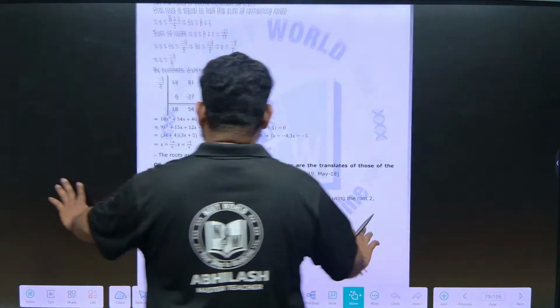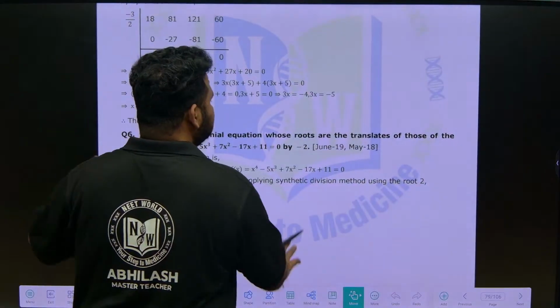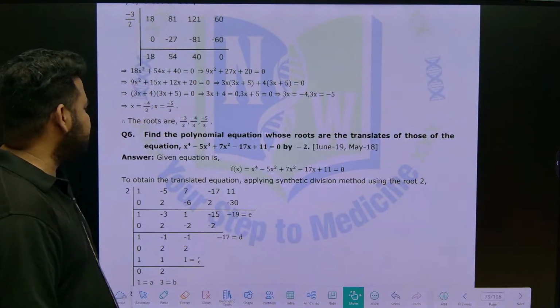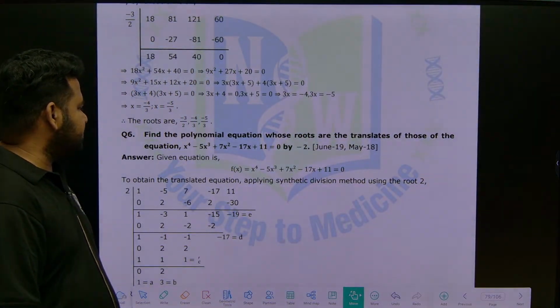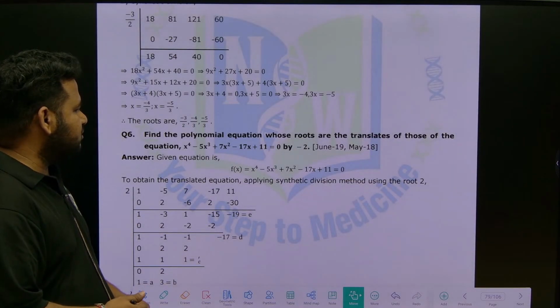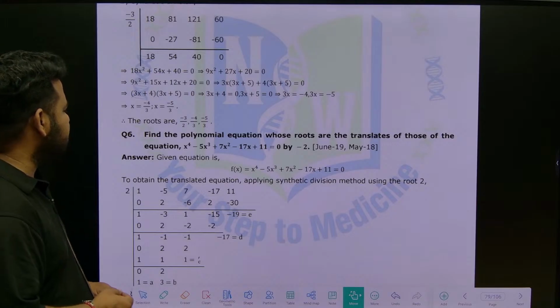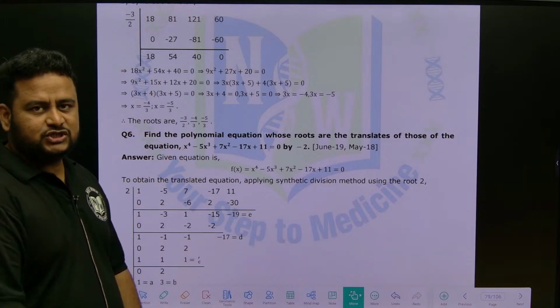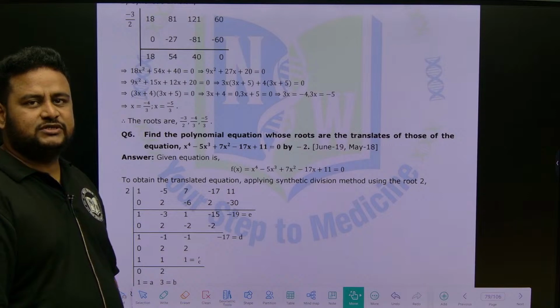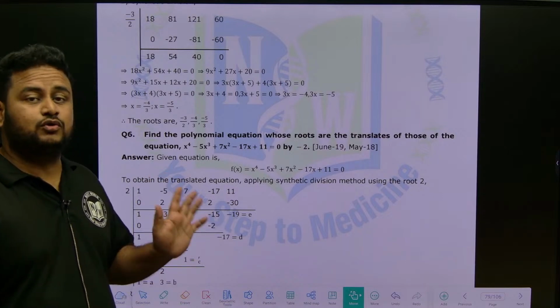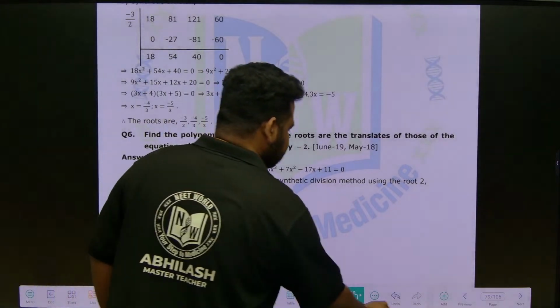So they have given: find the polynomial equation whose roots are translates of those of the equation x power 4 minus 5x cube plus 7x square minus 17x plus 11 is equal to 0 by minus 2. By minus 2 means x minus 2 is equal to 0, that means x is equal to 2. So let us take this question.